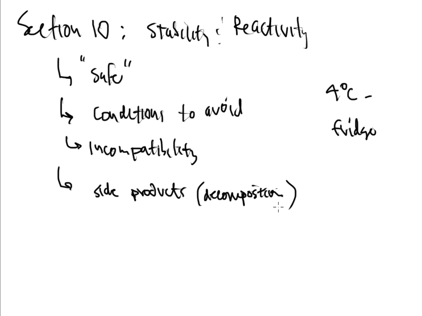So expiration dates are very important. We got to get rid of stuff. We got to throw stuff away. We don't need to keep old stuff in the lab. So for that reason, these side products can be dangerous. They can cause me problems that I am not expecting in a laboratory. And section number 10 is going to focus on that.